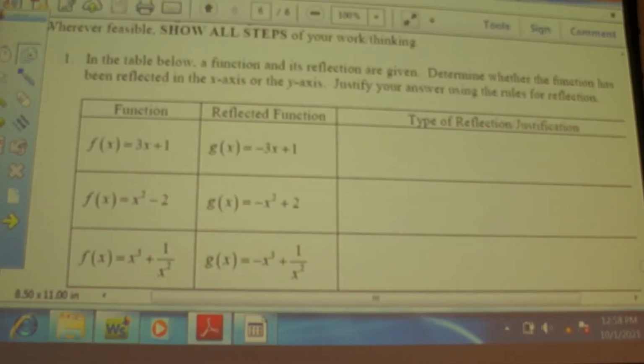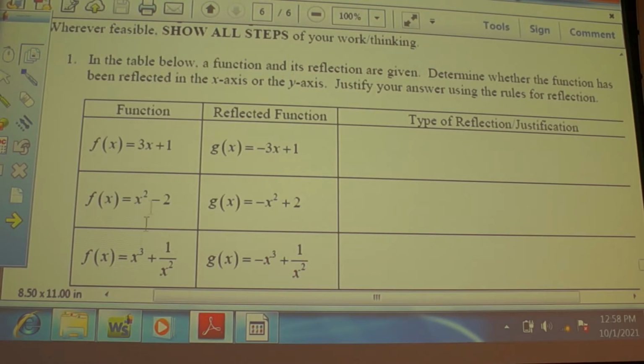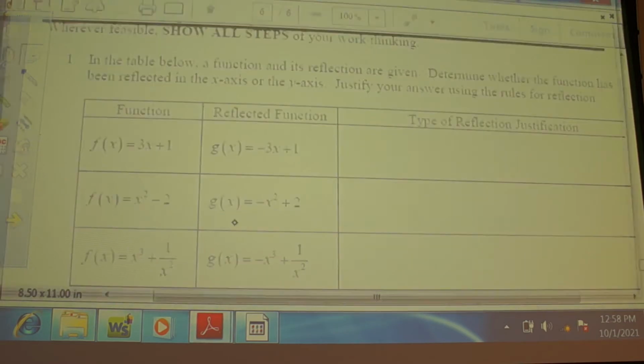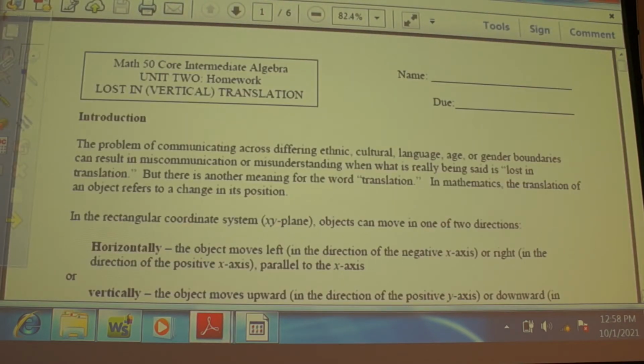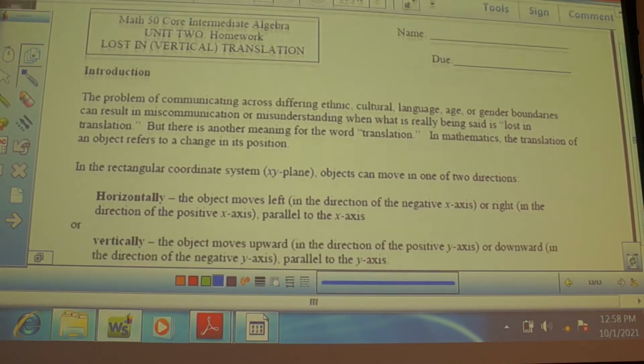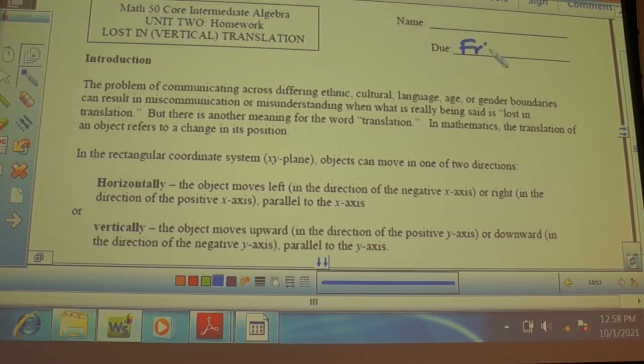which I think is maybe, nope. Yes. So homework, Lost in Vertical Translation. This is due Friday, October 8th, I think that is. So write that in.